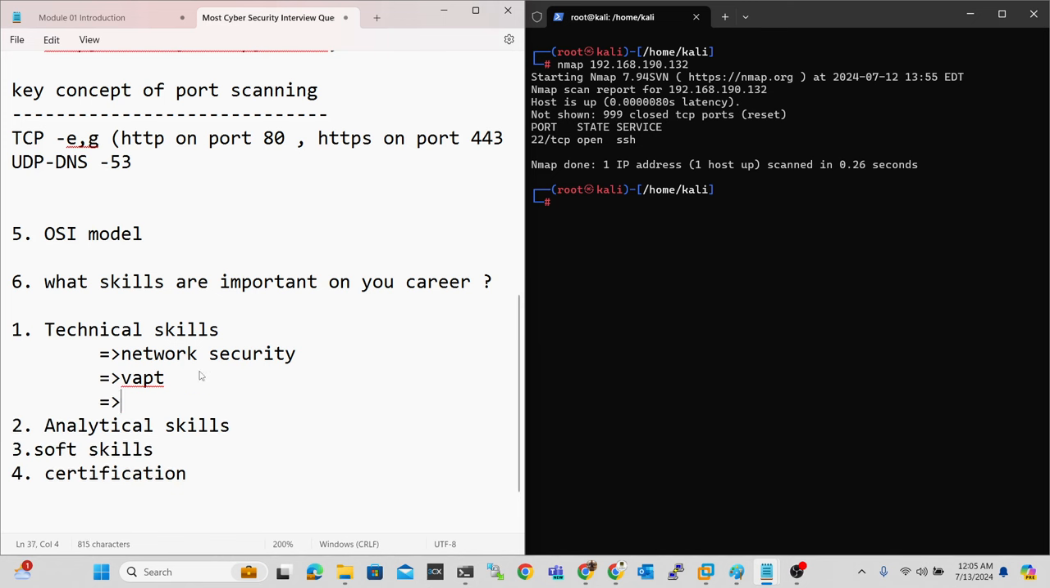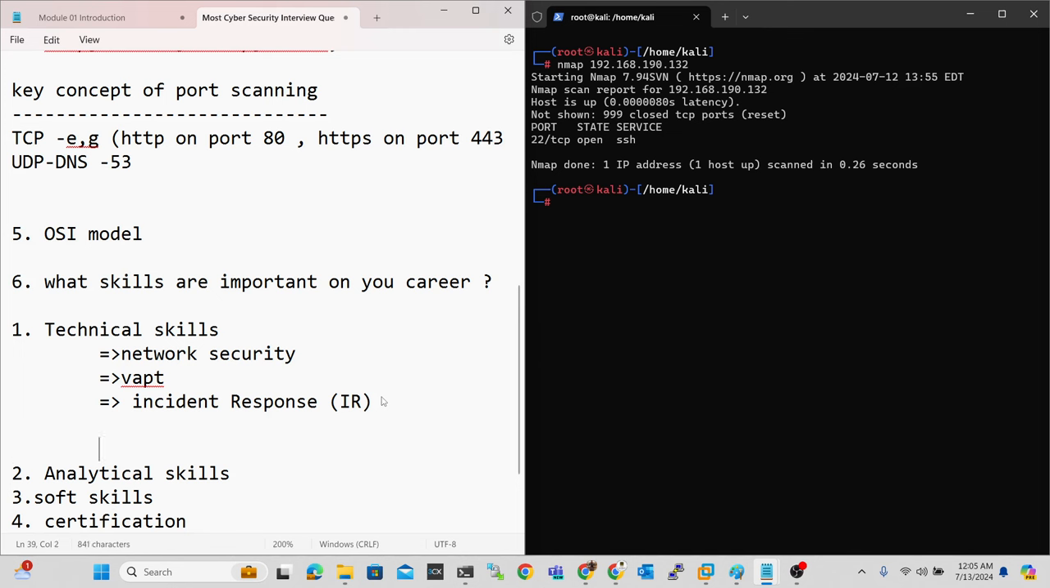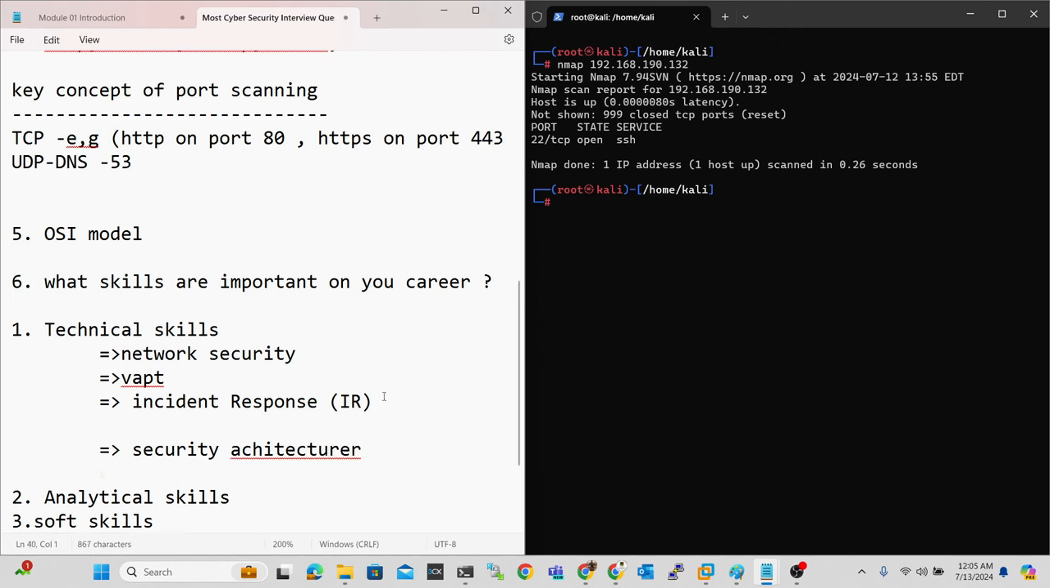Then incident response. What is this? Developing a plan to address security breaches and minimizing damage. Then security architecture.